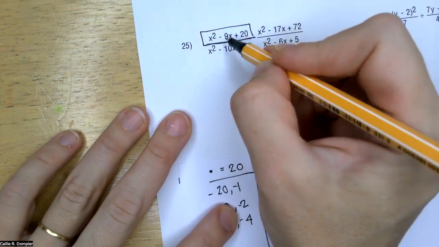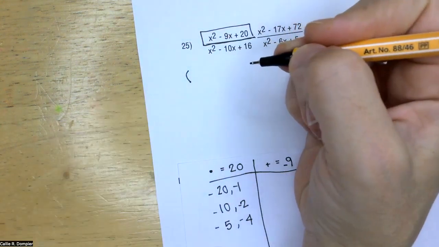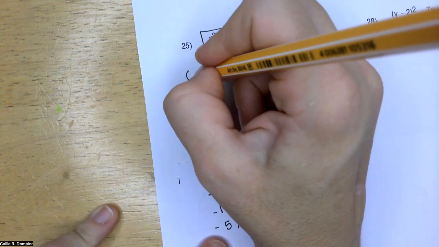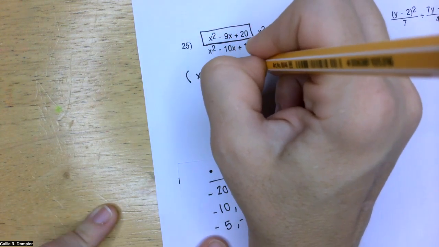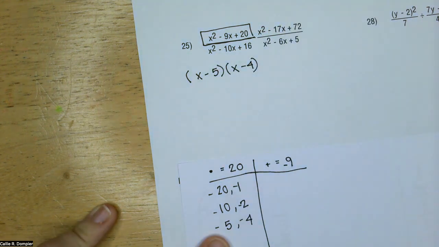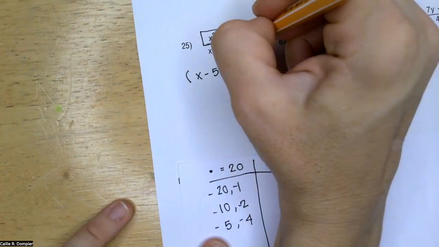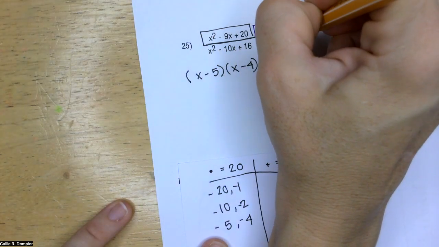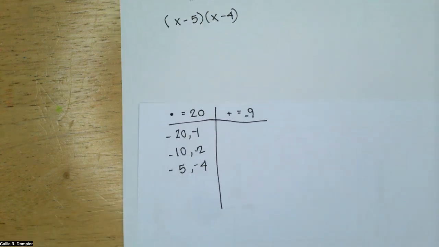So x squared minus 9x plus 20 becomes x minus 5 times x minus 4. Good? All right. The next one is x squared minus 17x plus 72. Again, we're just going to factor it.